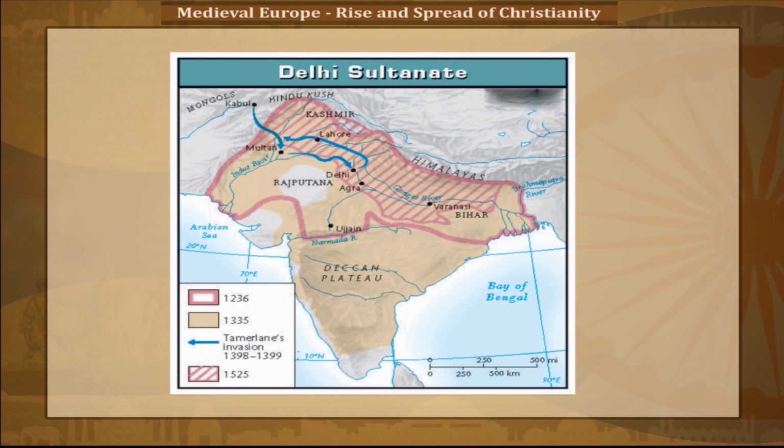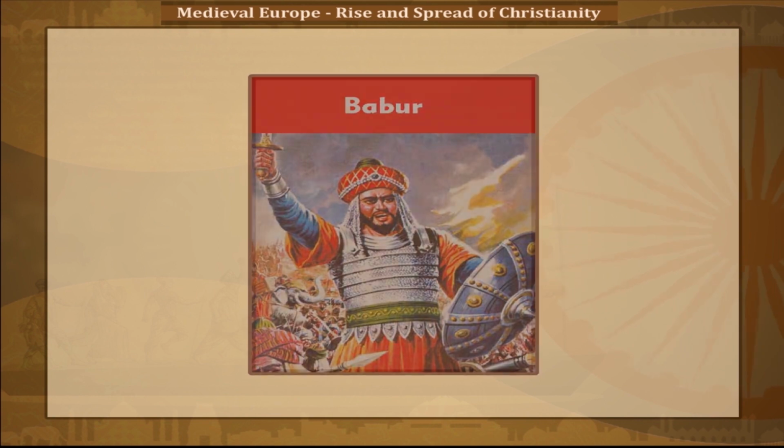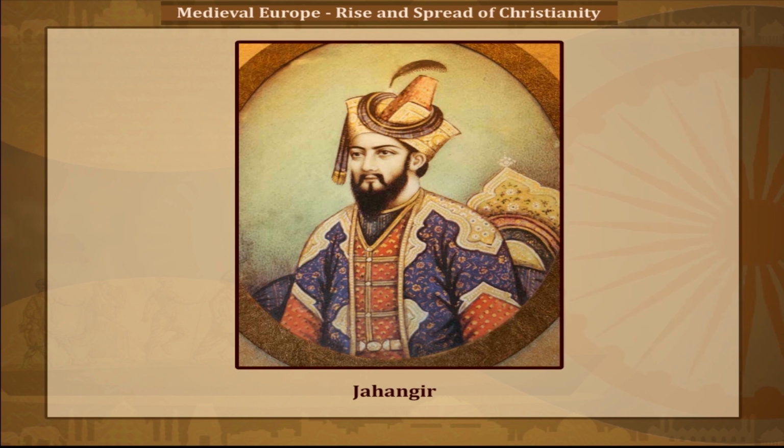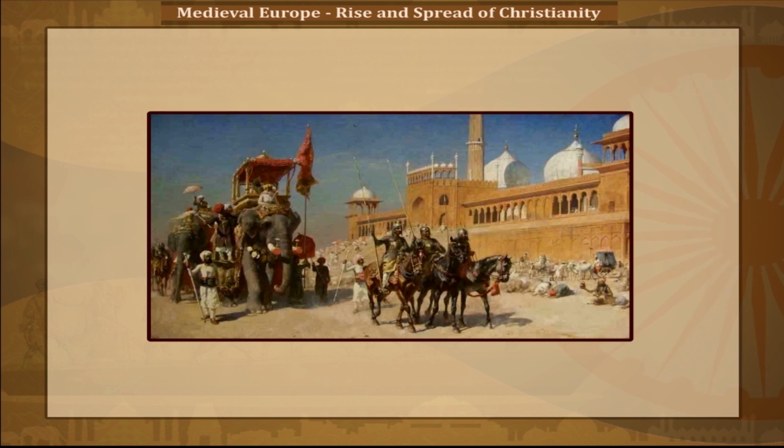The luster of Sultanate soon faded away when Babur founded the Mughal Empire. His grandson, Akbar, extended his empire over the whole of North India and parts of the south. He was followed by Jahangir, Shah Jahan and Aurangzeb. The Mughal Empire declined sharply after the death of Aurangzeb. The successors of Aurangzeb were weak and incompetent rulers. Thus, provincial governors asserted their independence and established regional kingdoms.